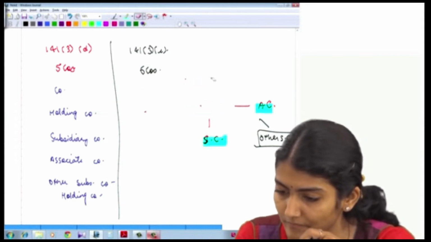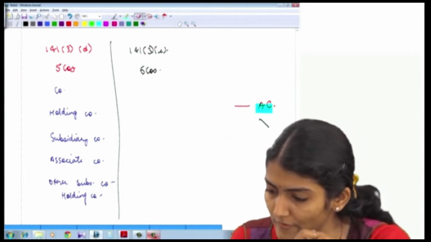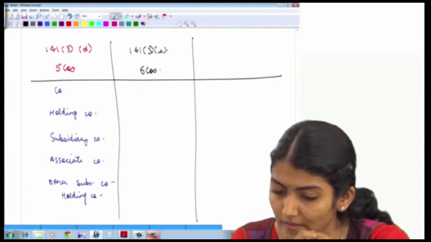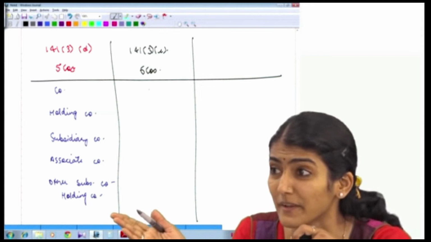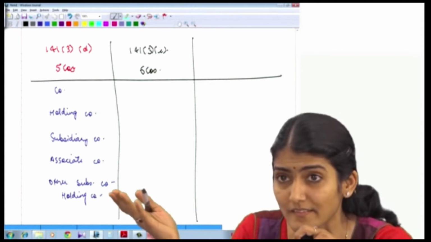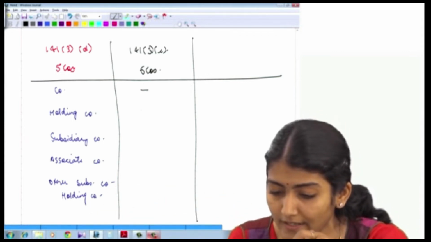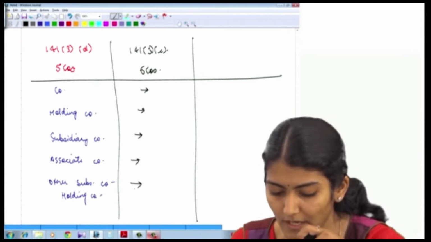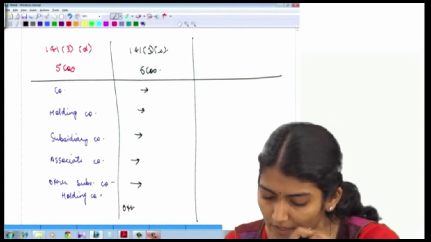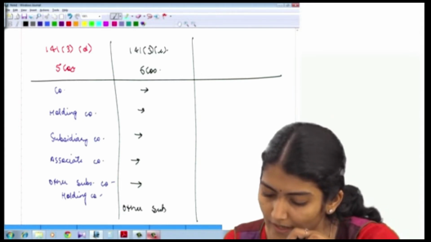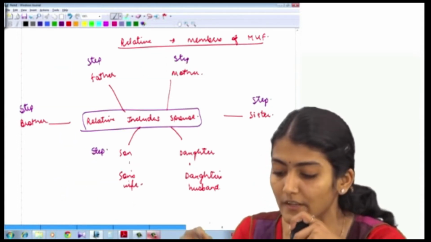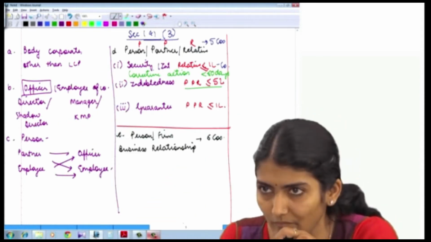Are you getting that? Yes, subsidiary of associate, is it included for indebtedness and security? Subsidiary of associate is not included under 141(3)(d), but for business relationship it is included. Are you getting? Company, holding company, subsidiary company, associate company, any other subsidiary of that holding company, and one more added, any other subsidiary company of that associate company. So subsidiary of associate is also to be considered for 141(3)(e).